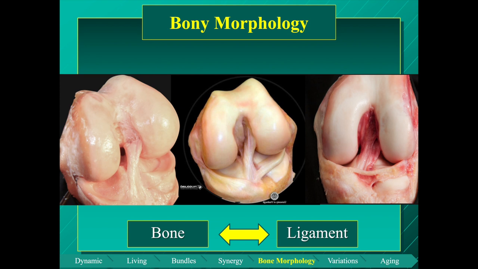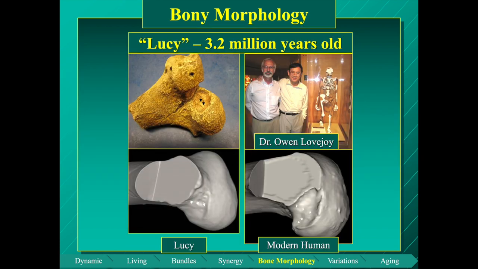Proper understanding focuses on the interplay between bone and ligament morphology. As the bones vary, so do the ligaments. On the left, the ACL is flatter, in the middle, more robust, and on the right, the narrow notch associated with a thinner ACL. Through the work of Dr. Owen Lovejoy, we know that even over 3.2 million years ago, our ancestors were well on their way to developing our current anatomic characteristics. In anthropology, study of their bony morphology allows us to gain insight into their function and behaviors.